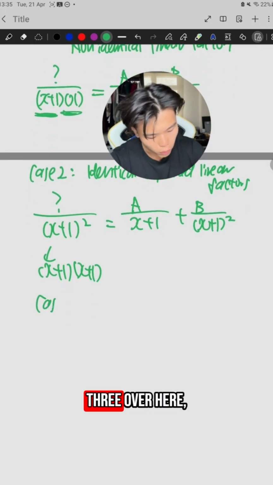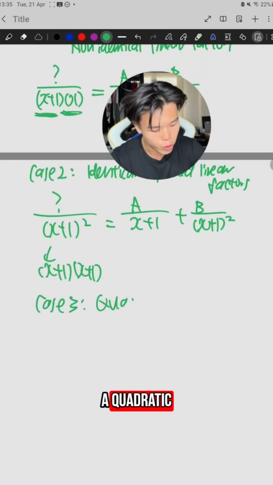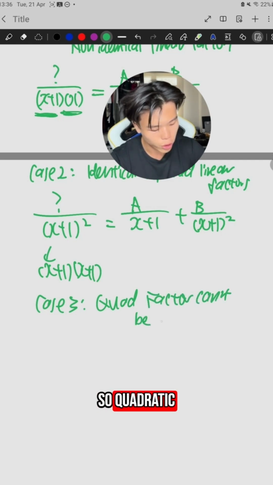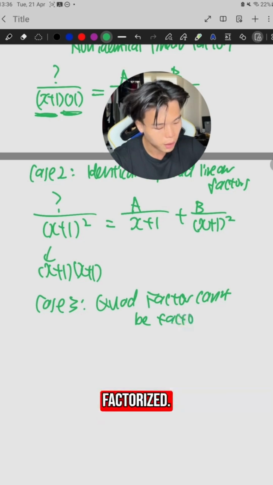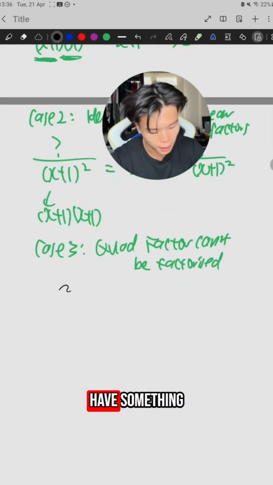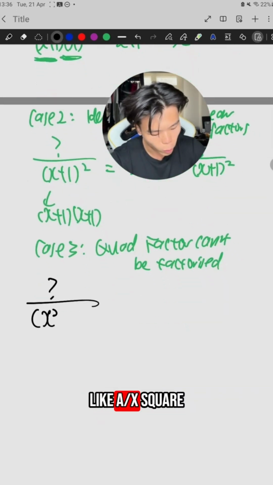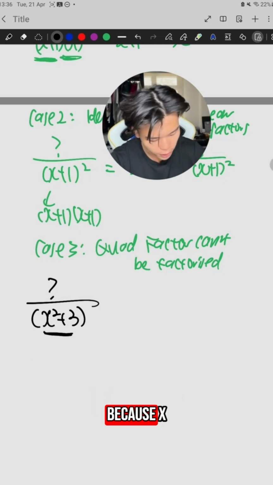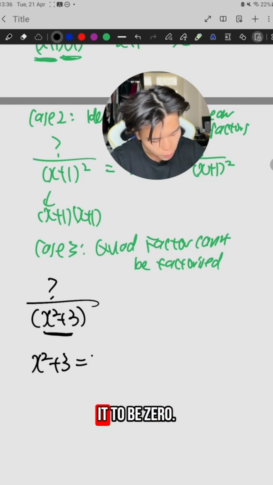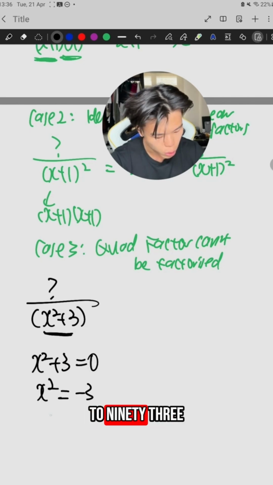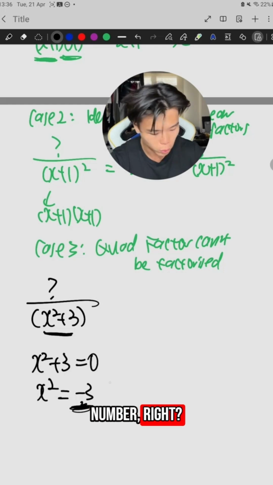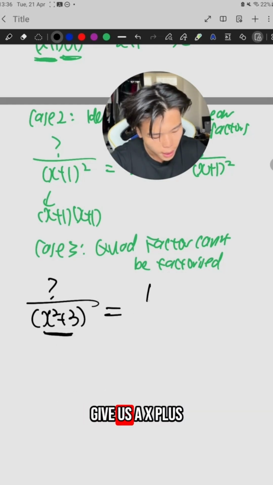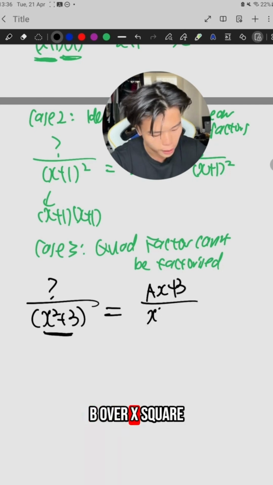Now for case 3, it is when I have a quadratic factor that can't be factorized. The way we break this down is when we have something like x squared plus 3. You realize that x squared plus 3 cannot be factorized, because if I let it be 0, x squared equals negative 3, and I cannot square root a negative number. So there's no solution to this, and therefore there are no factors. So this one will give us Ax plus B over x squared plus 3.